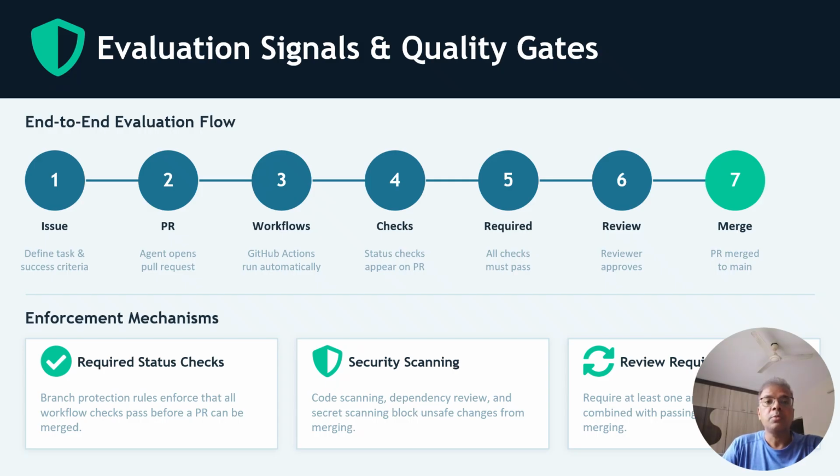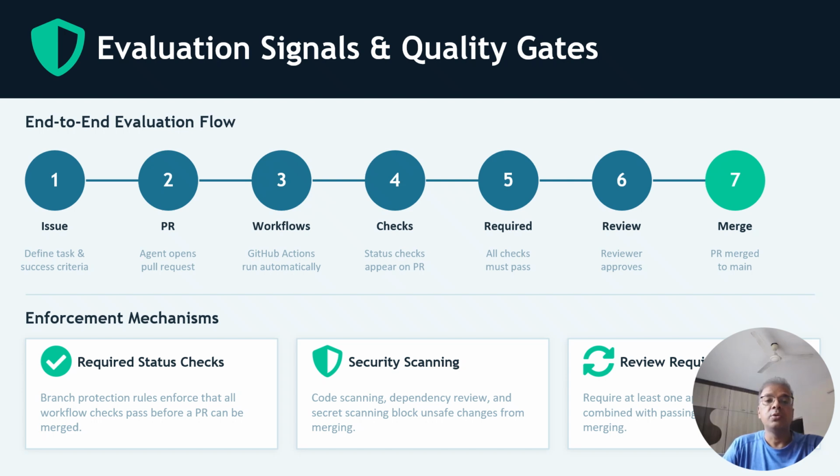Now let's talk about evaluation signals and quality gates in Microsoft GitHub Copilot. Evaluation is how we verify the agent did what was actually asked, and it is not optional. It is the contract between agent output and the code base. It consists of a 7-step flow, which is the full life cycle of the evaluation.